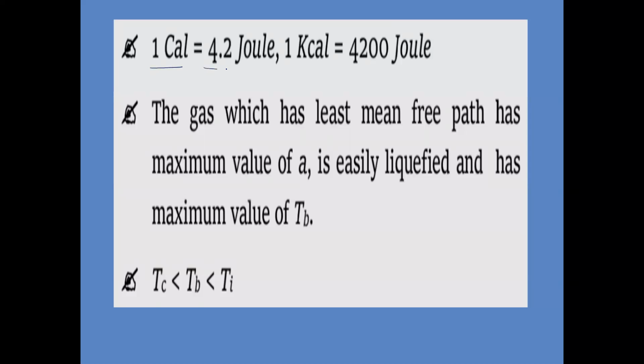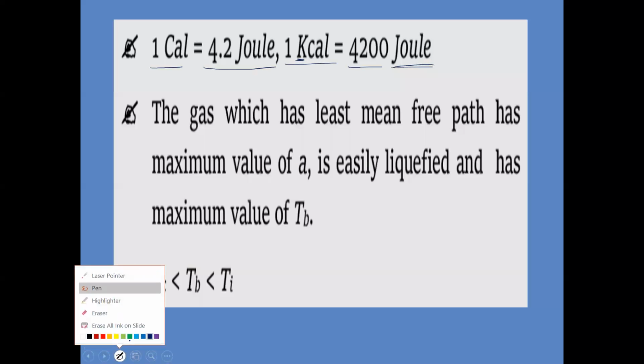Next, 1 calorie is equal to 4.2 joules. We take 4.2 joules here. 1 calorie is a bigger unit than 1 joule. And 1 kilocalorie is equal to how many joules? Kilo means 1000, so 4.2 into 1000 is 4200 joules.